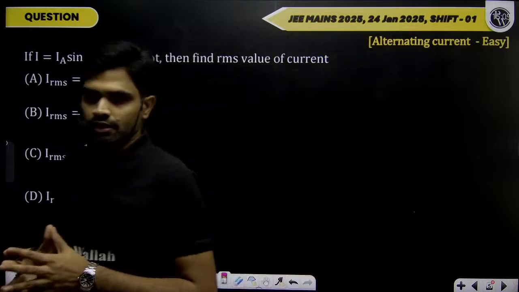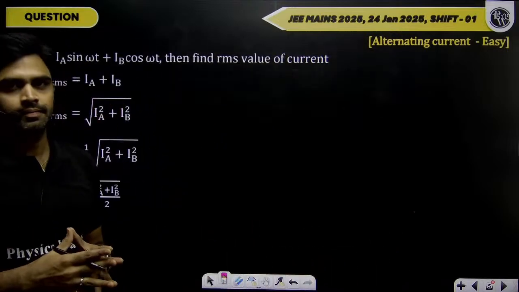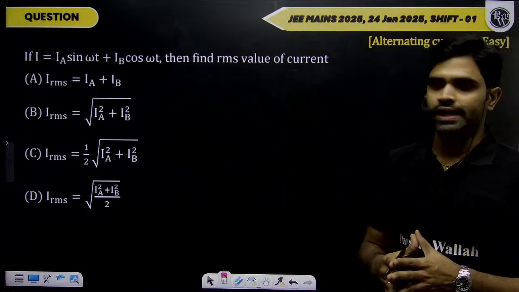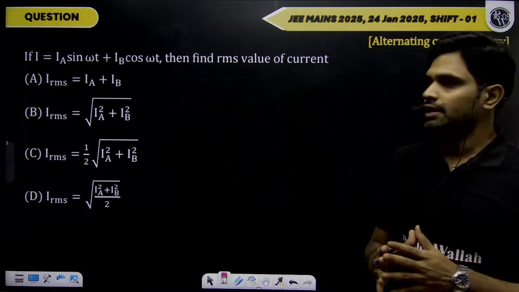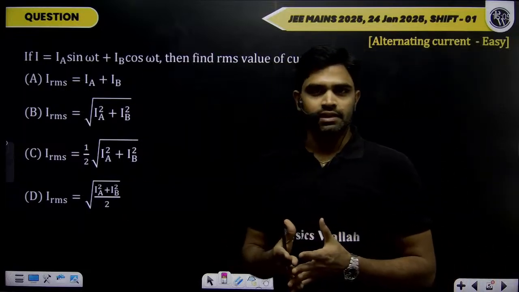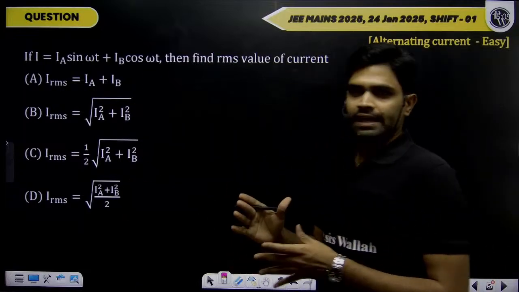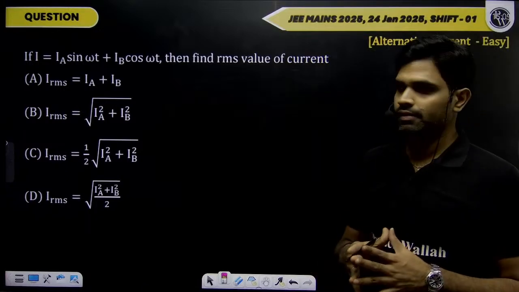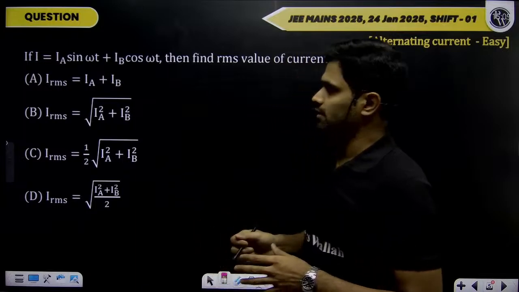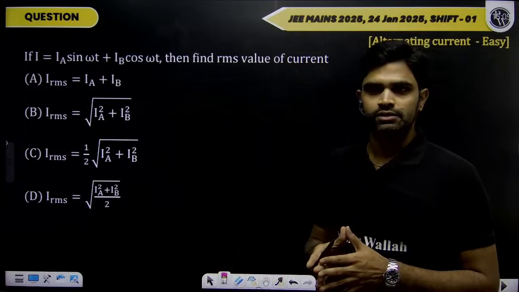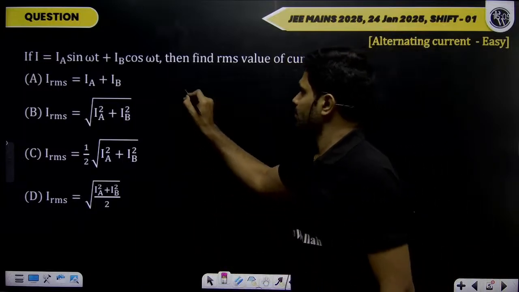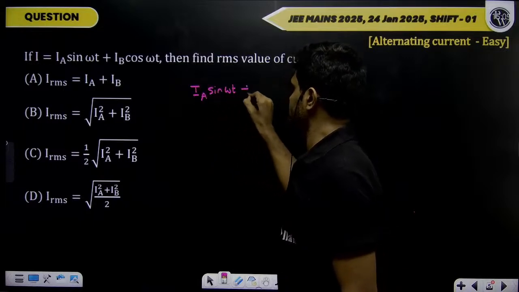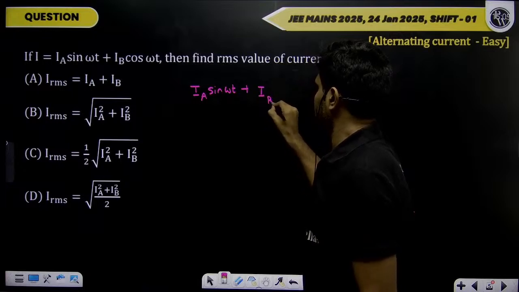Next question is on RMS current. So we have two currents combining, two AC currents. They are not DC currents. If DC currents combine, you can use KCL, that is I1 plus I2. But when AC currents combine, you can't use KCL. We have to use the phasor method. So this is IA sin omega t and IB cos omega t. So IA sin omega t plus IB cos omega t.